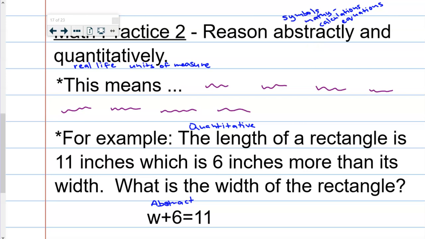Yeah, I kind of like that. Abstract is really, it only exists in the math classroom or when you're doing homework. We're solving equations, etc. And quantitatively means that we're really solving real life problems, but sometimes we have to switch it to that abstract in order to do that.